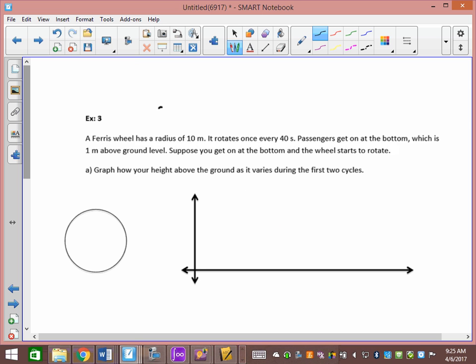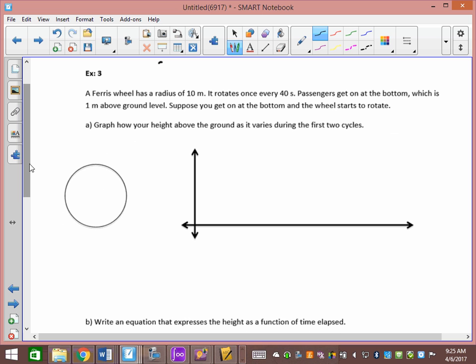So we're going to go to this one, example 3. So you are going to be given this question here. You're not going to be given any of the rest of this, but this is what you are going to do. You're going to draw yourself a circle. You're going to sketch it, and then you're going to sketch the graph. Okay? Tuesday.